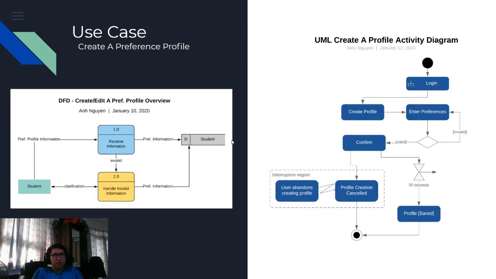And here's the data flow diagram of this use case. As you see, once the student enters the preference profile information, the system will receive the information and validate it. If the information is valid, the system will save it to the database. If it's not, the system will ask for clarification. And this is the activity diagram of this use case.